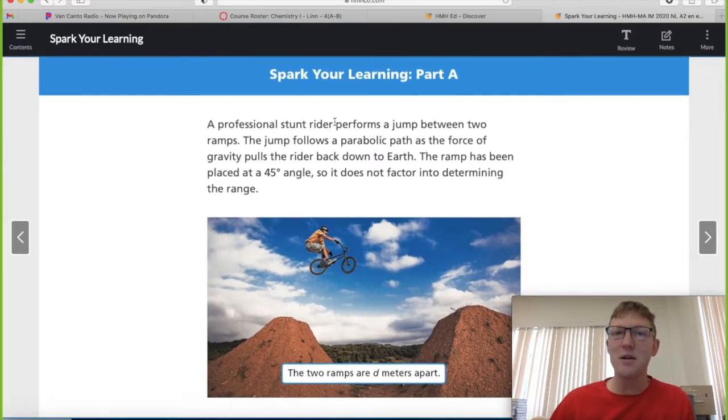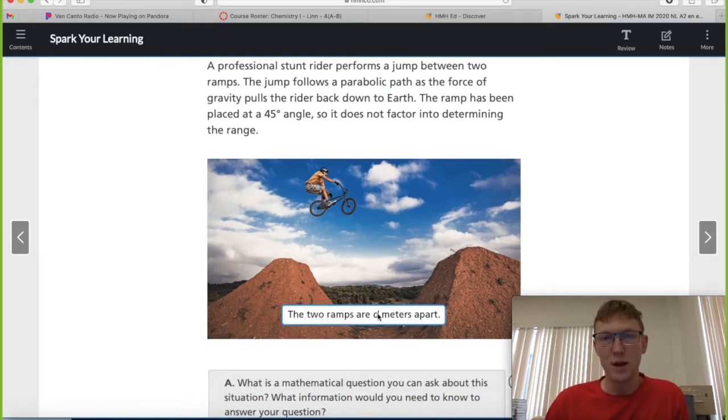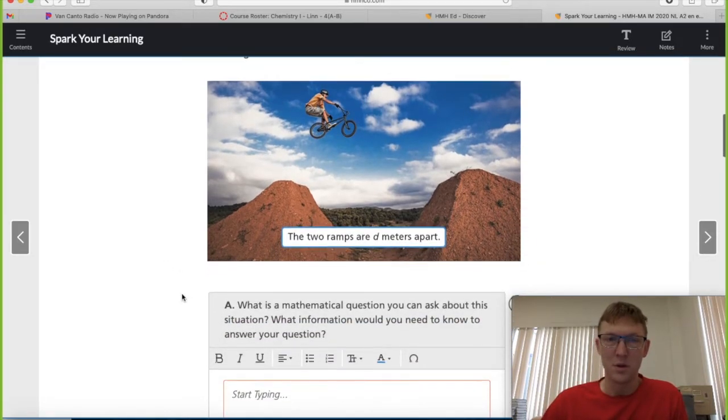A professional stunt rider performs a jump between two ramps. The jump follows a parabolic path as the force of gravity pulls the rider back down to the earth. The ramp has been placed at a 45-degree angle so it does not factor into determining the range. The two ramps are d meters apart. What is the mathematical question you can ask about this situation? What information would you need to know to answer these questions?